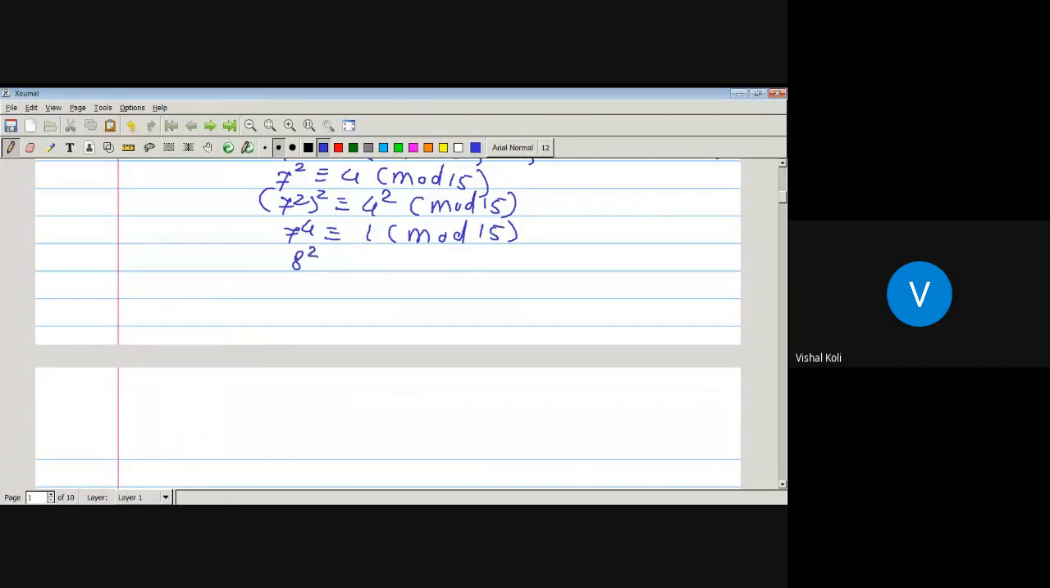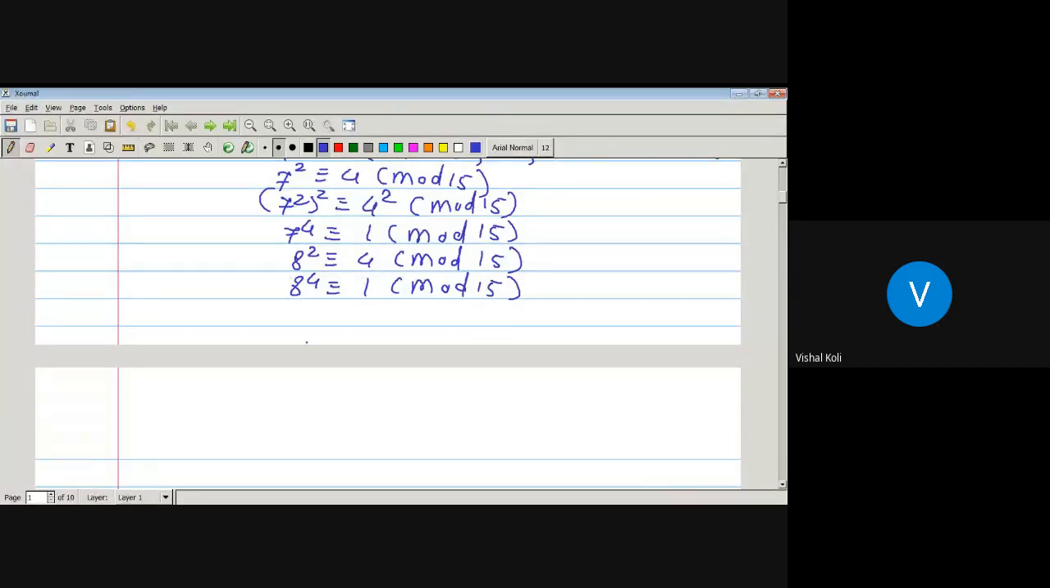Now the next integer will be 8. What is the value of 8 squared? 8 squared is 64, and over modulo 15, what is the value of 64? 4. Again, 8 squared to the power 2 is nothing but 8 raised to 4, which is congruent to 4 squared. 4 squared will be 16. Over modulo 15, 16 is nothing but 1 modulo 15. Again here we get 8 raised to 4 is congruent to 1 modulo 15. Then 8 is not a primitive root of 15.